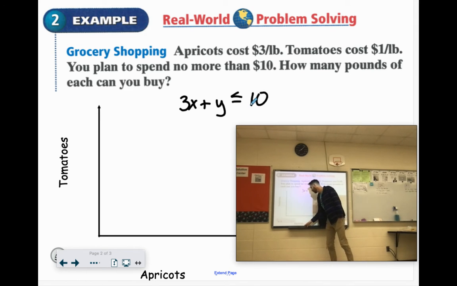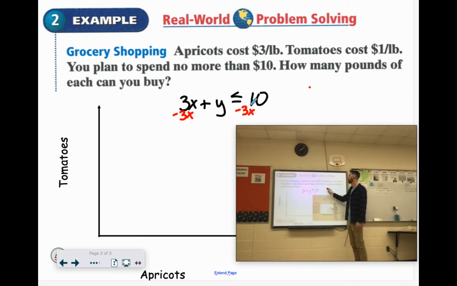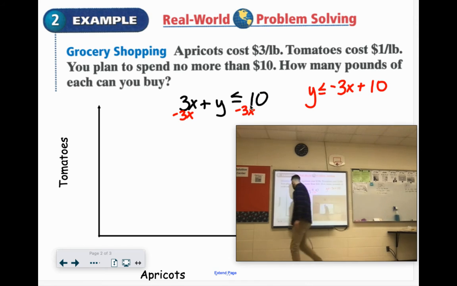So we need to get this into a form we're familiar with. And currently that would be slope-intercept form. So we'd have to get rid of that 3x by subtracting 3x from both sides. So our new inequality would say y is less than or equal to negative 3x plus 10. So our y-intercept here would be 10, and then our slope would be negative 3.